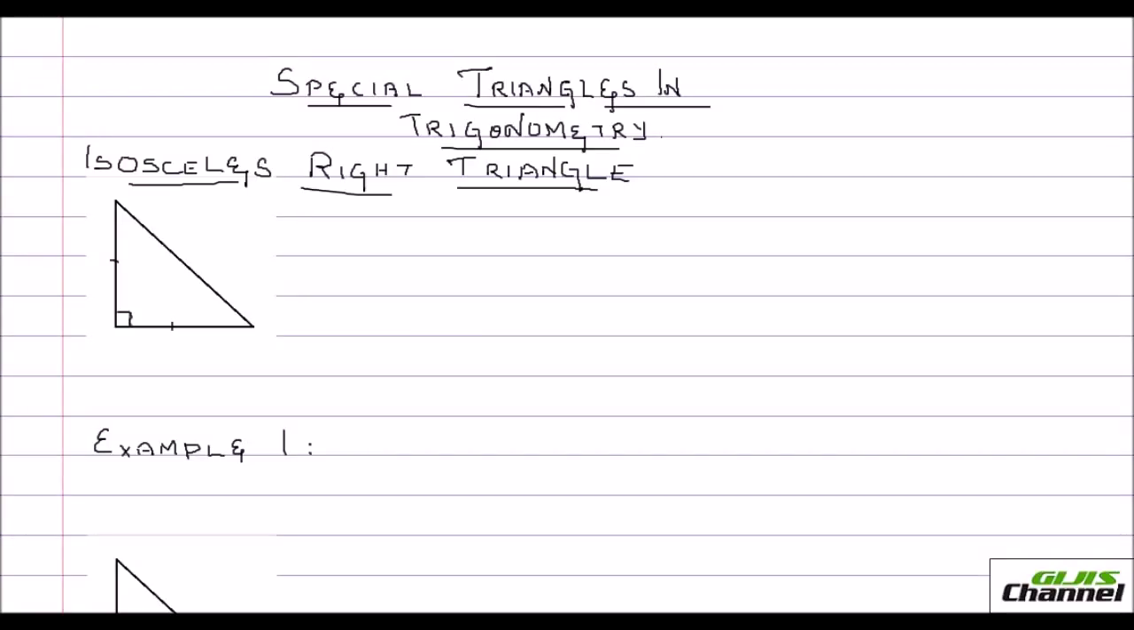Let us learn about the right triangle in trigonometry in this video. First we are going to look at an isosceles right triangle and then a 30, 60, 90 right triangle. Now look at this isosceles right triangle.